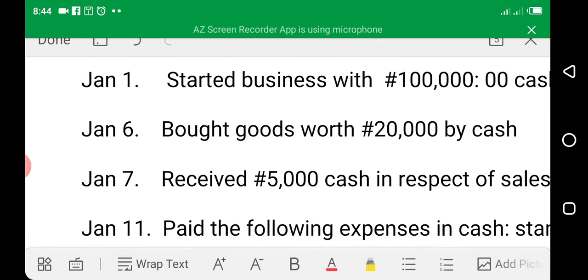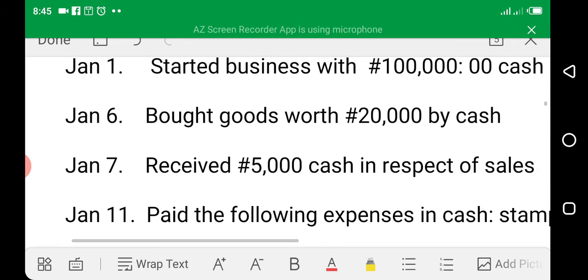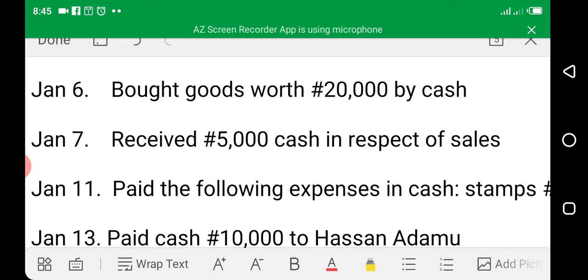Jaji. Then January 6, bought goods worth 20,000 naira by cash. In a situation whereby the name of the items bought is mentioned, we are going to use the name of such items. But if it is not mentioned, like in this case, we are going to refer to this as purchases. Then January 7, received 5,000 naira cash in respect of sales. So this will be tagged sales, January 7 sales 5,000 naira, and it's going to be debited.